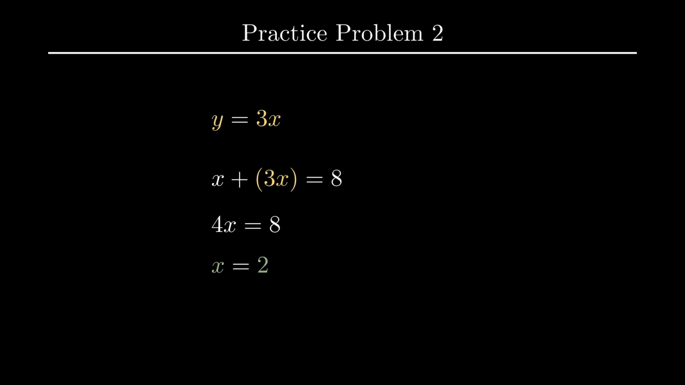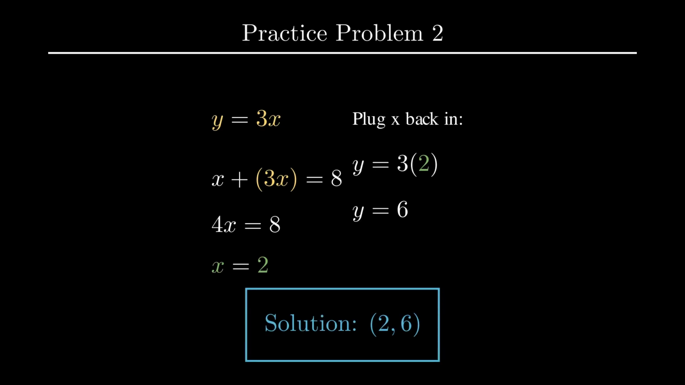And now we're halfway there. Just plug that 2 back into our original simple equation, y equals 3 times 2. And finally, we get y equals 6. Written as a coordinate point, our final solution is now 2, 6. Notice how easy that was?